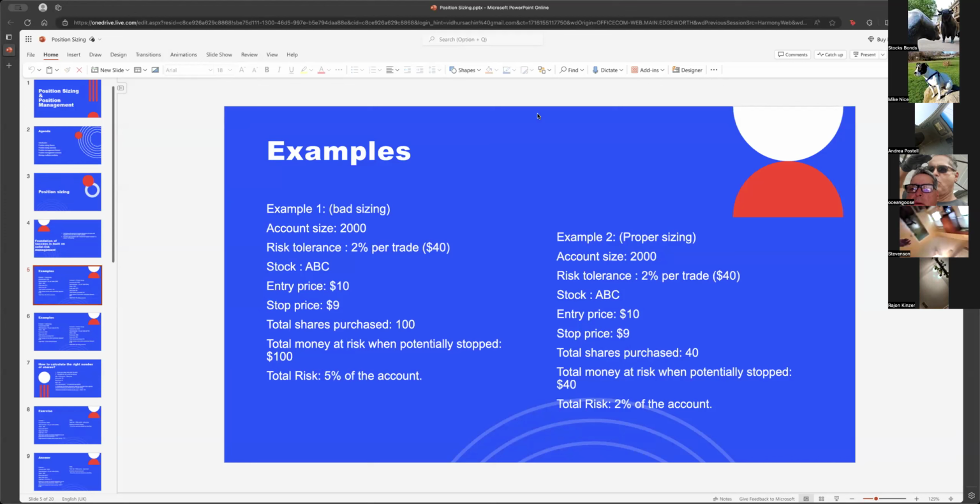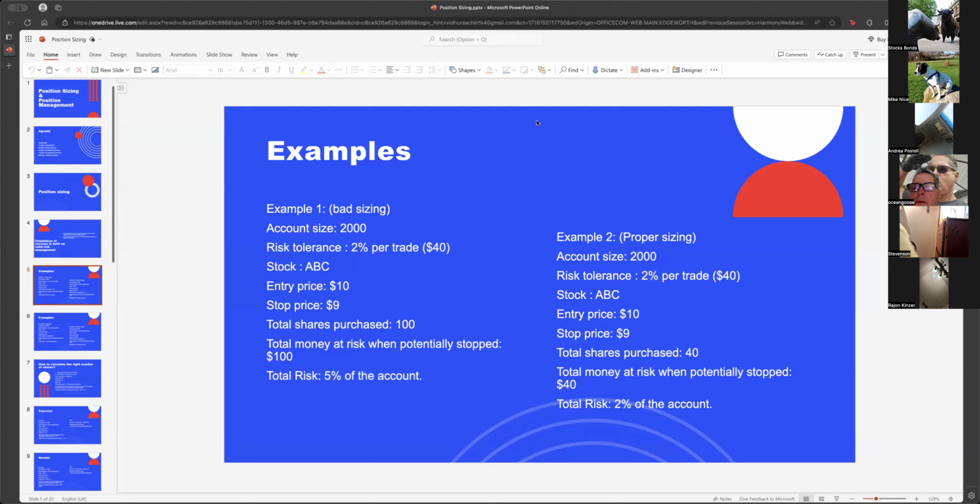So let's say 2% of your portfolio is like $60. Or 2% of your portfolio is, let's say, $10, $20. It doesn't really matter. In this example, we're going to go with a $2,000 account. 2% of a $2,000 account is $40. So write it down separately.